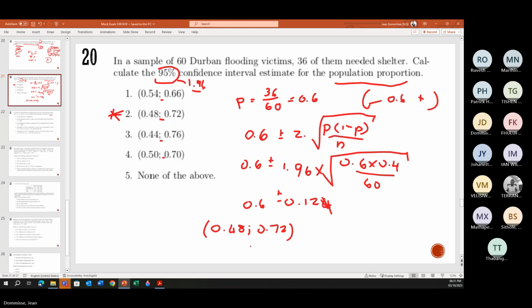So 0.48 to the lower end and 0.72 to the upper end. It would have been 0.6 minus 0.12 for the lower end, and 0.6 plus the 0.12 for the upper end. That would have given you 0.48 on the lower end and 0.72 at the top end.